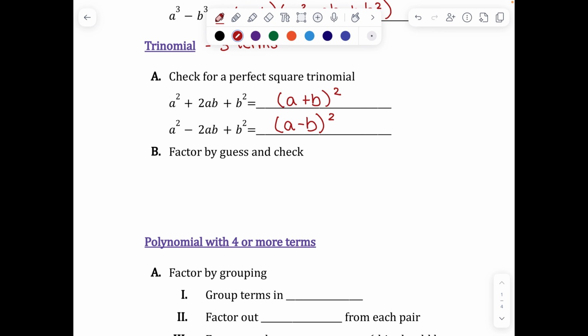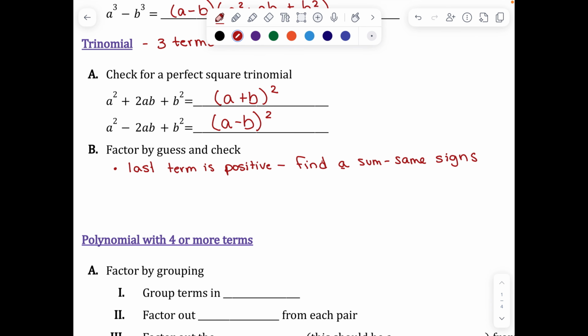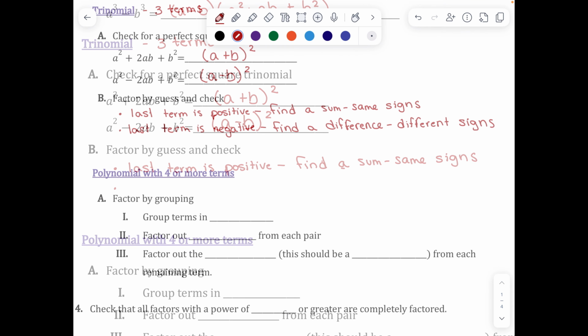Remember that last term tells us our sign. So if the last term is positive, we want to find a sum, or that our factors are going to have the same signs. Then if our last term is negative, we're going to find a difference, or we're going to have different signs.